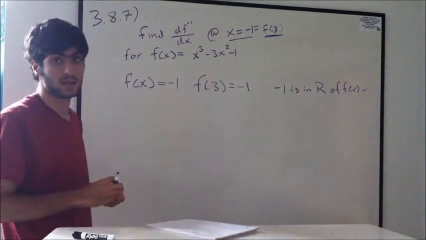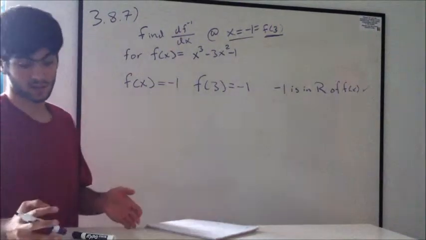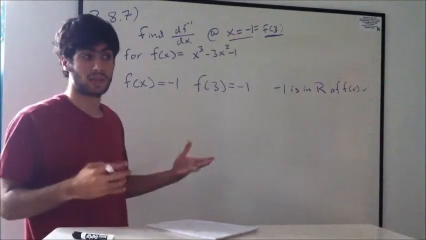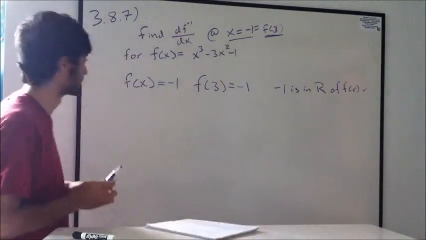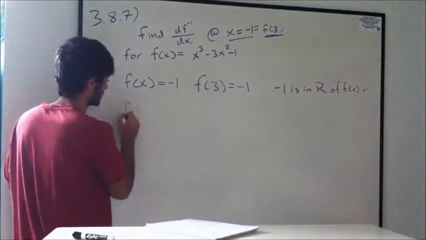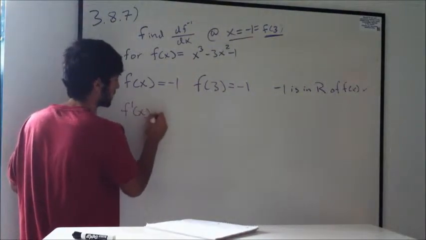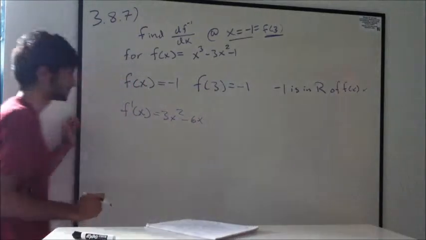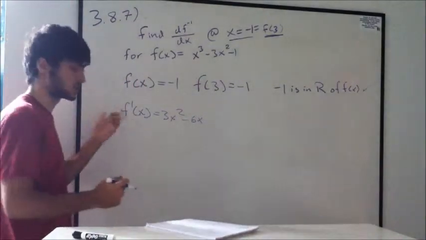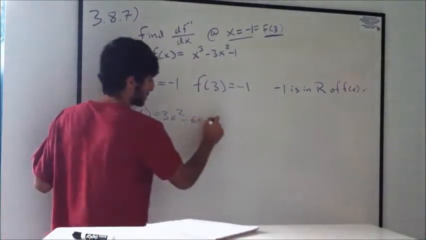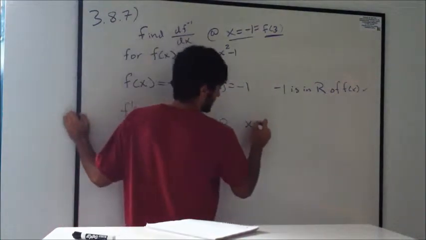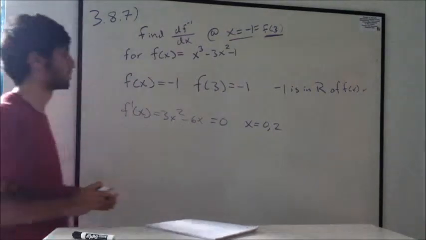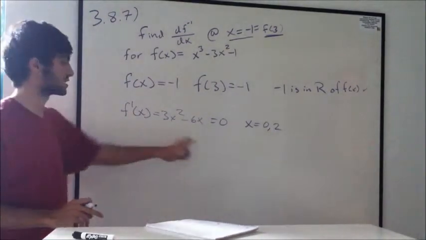The second one is that there is an interval I for which the derivative of the function exists and is never 0. So I'm going to go ahead and find the derivative. f prime of x equals 3x squared minus 6x. And I'm going to try and find where this equals 0. So I'm going to set it equal to 0. And we're going to find that when x is 0 and 2, f prime of x equals 0.